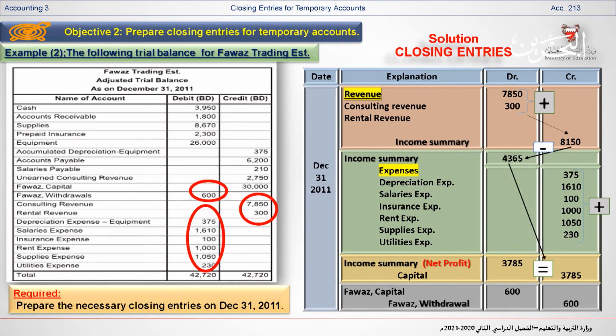The fourth step is to close the drawings account by preparing a journal entry that credits the drawings account for 600 BD and debits the owner's capital account by 600 BD.